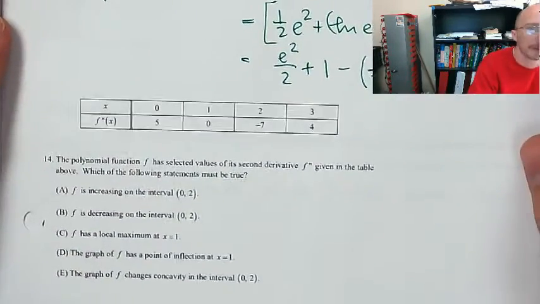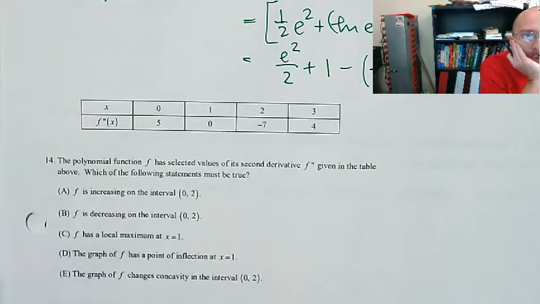All right. The polynomial f has selected values of its second derivative f double prime. Which of these statements must be true? Okay, f is increasing on the interval. We don't know anything about f prime. I really don't think that we're going to be able to say that. F is decreasing. Same story. I don't have enough information about f prime to make that determination.